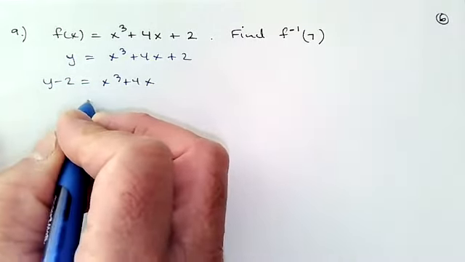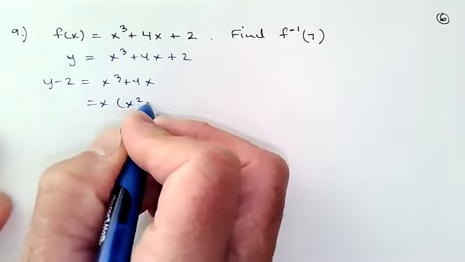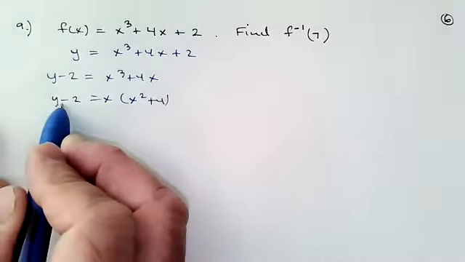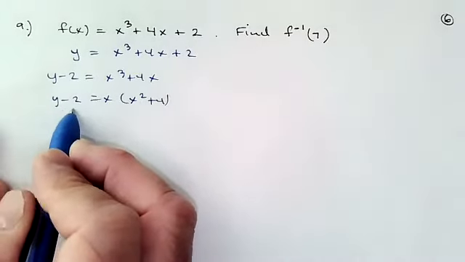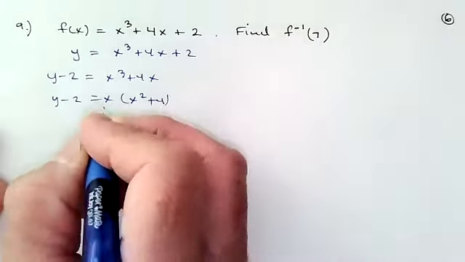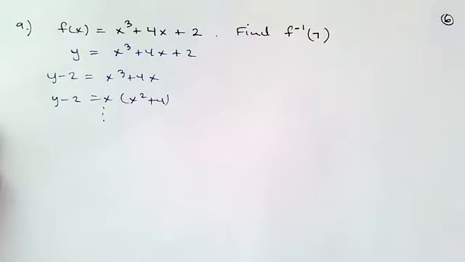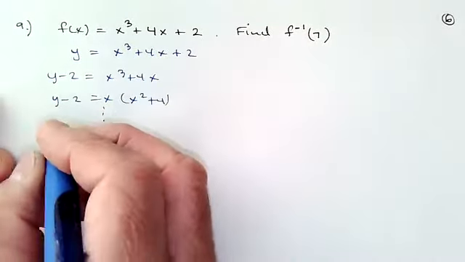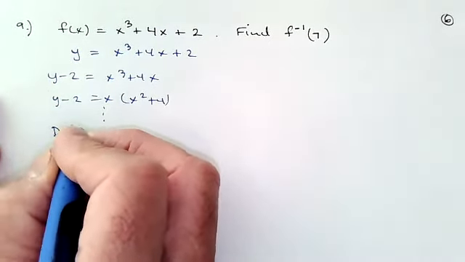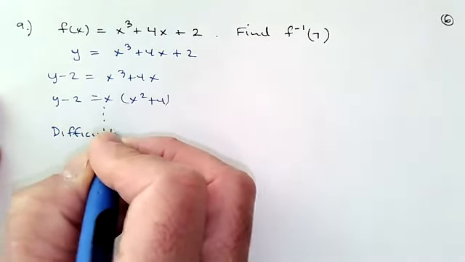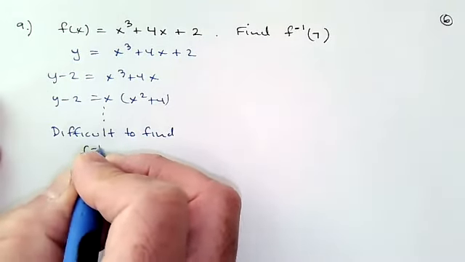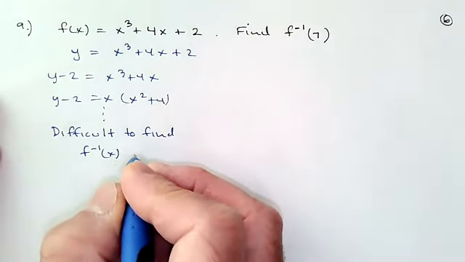I mean, if you factor out an x, you still don't have a really good way to solve for x, right? If you divide by x squared plus 4, you haven't solved for x because you still have x on one side. So the point here is I'm going to stop short of saying it's impossible to solve for x, but it certainly is going to be very difficult to find f inverse of x, right?